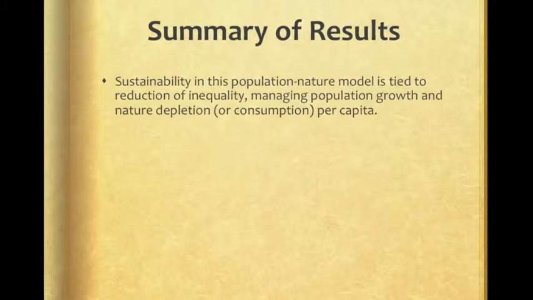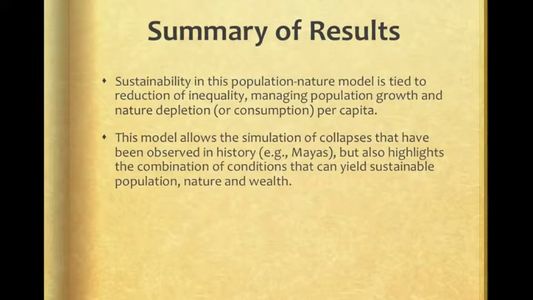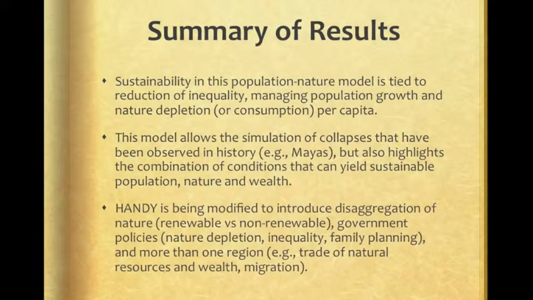I'll summarize the results. Essentially, sustainability in this population-nature model is tied to the reduction of inequality, to managing population growth, and managing nature depletion or consumption per capita. So this delta parameter is critical in these dynamics. This model allows the simulation of collapses that have been observed in history, like the Maya examples that we saw. But also, and perhaps more importantly, it highlights the combination of conditions that can yield sustainable population, nature, and wealth. And that's probably the key in this case.